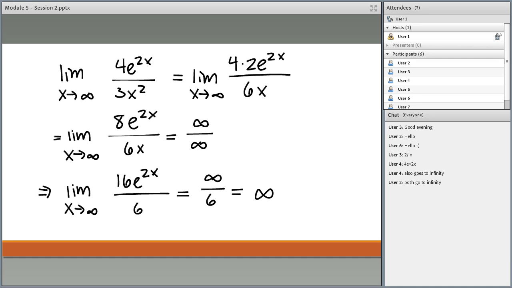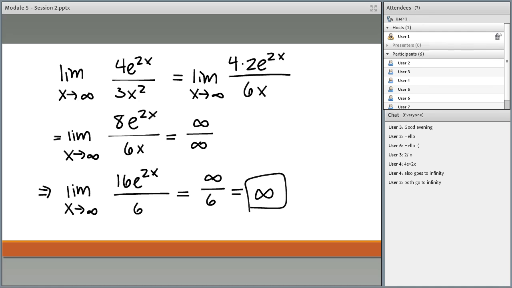It's still an infinitely large number, so we get infinity. So infinity, we can get that as an answer, we just can't make any conclusions if we get something like infinity over infinity. But in this case, we end up getting an infinite answer, which is okay.